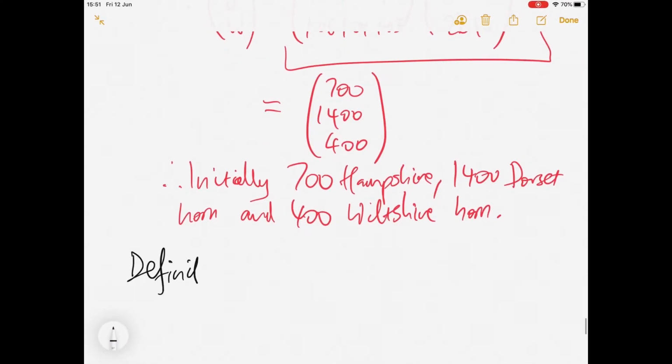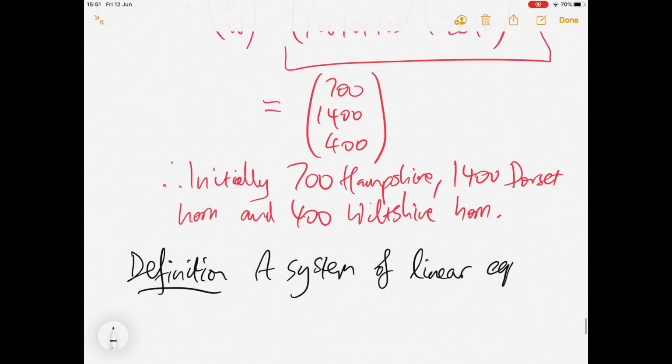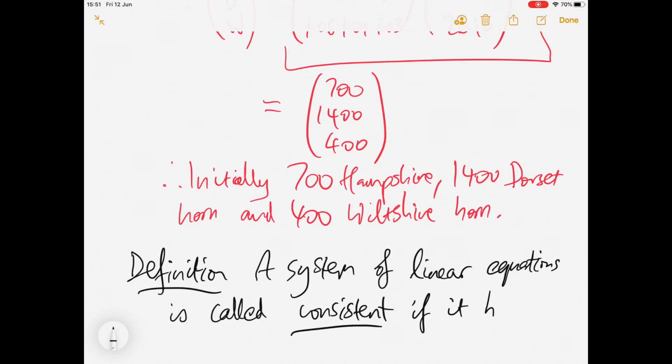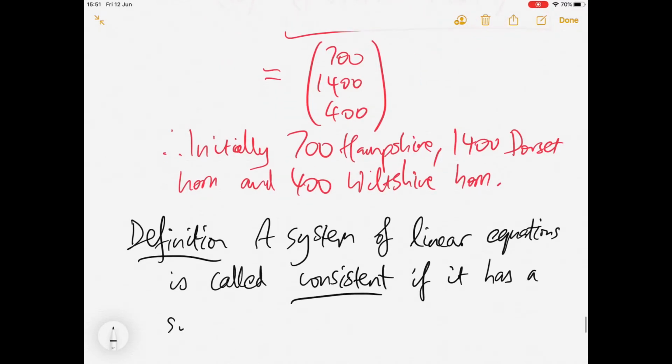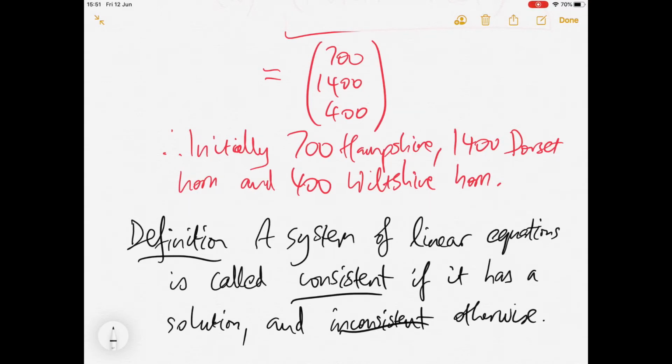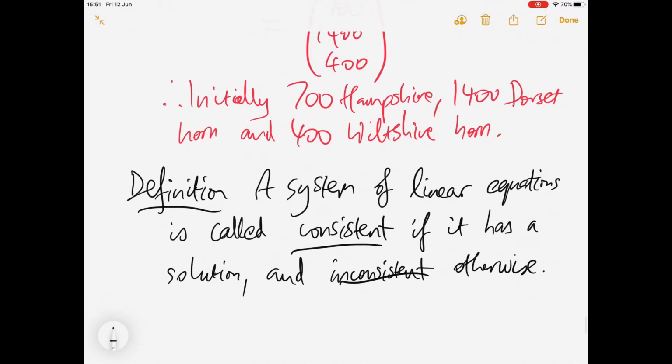Next, we state a definition. A system of linear equations is called consistent if it has a solution, and inconsistent otherwise. So inconsistent means it has no solutions. Okay, so that's just what consistent and inconsistent mean.